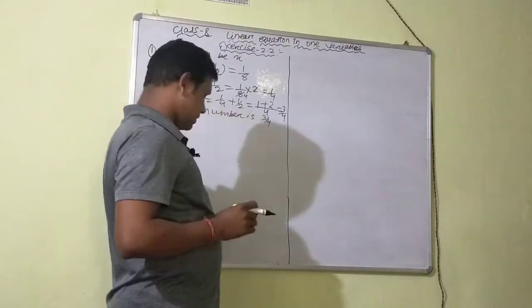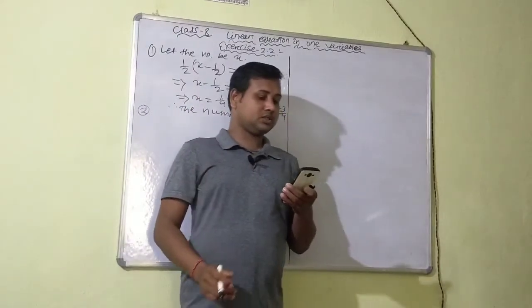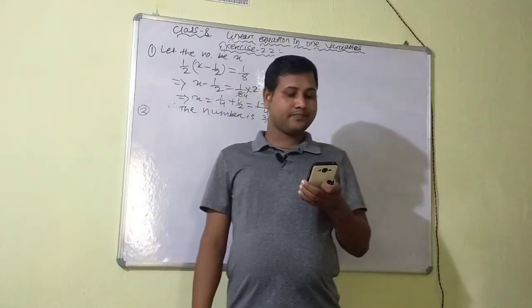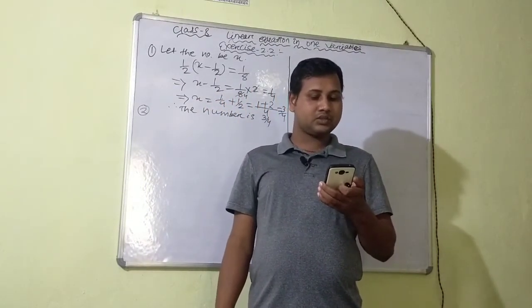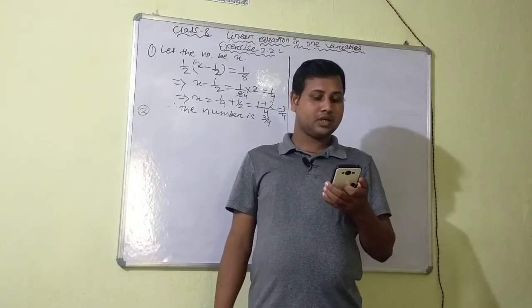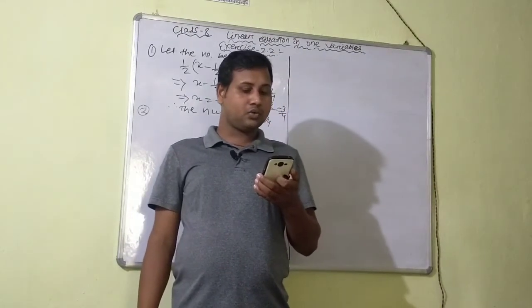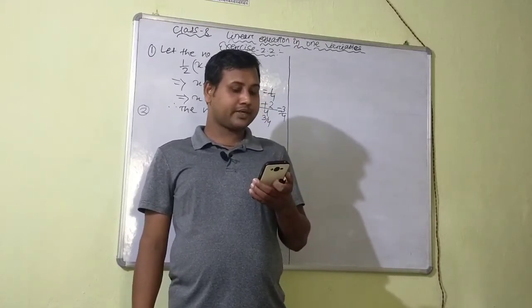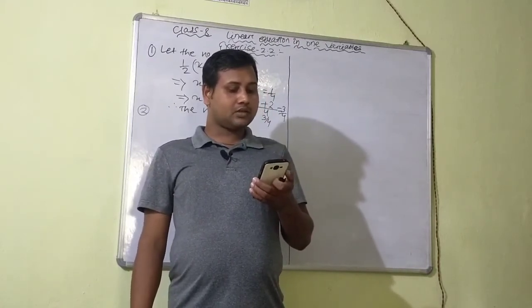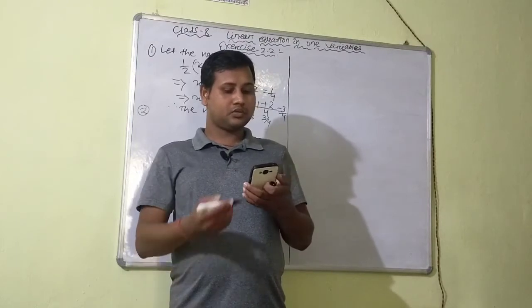Now students, we will discuss the other question. This is question number 2. The perimeter of a rectangular swimming pool is 154 meter. The length is 2 meter more than twice its breadth. What are the length and breadth of the pool?